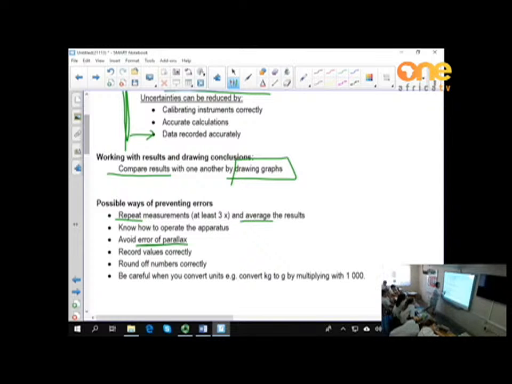Avoid the error of parallax. That's a very common error that we make when taking volume readings, mass readings, balance readings, etc. Many of the newer instruments have a digital display, and that, to a large extent, avoids it, because it's easier just to take the digital reading.